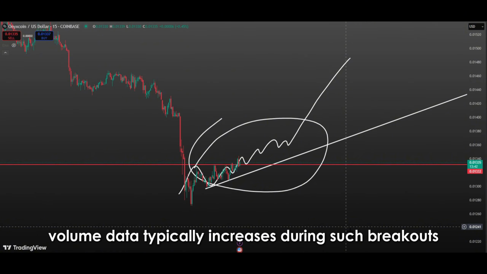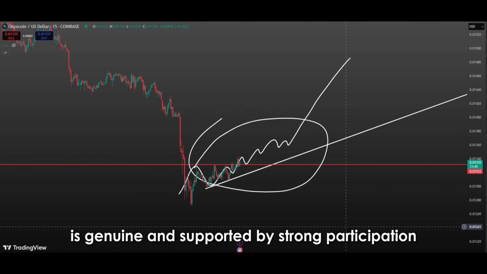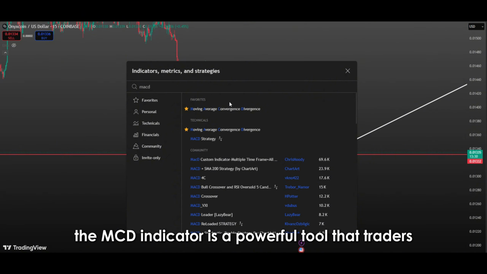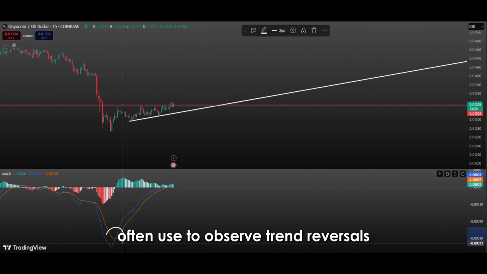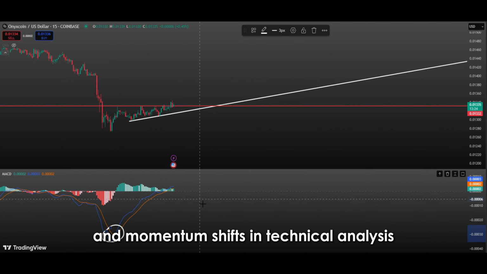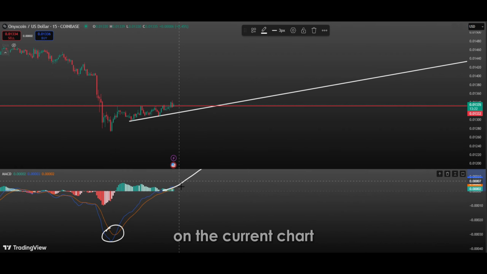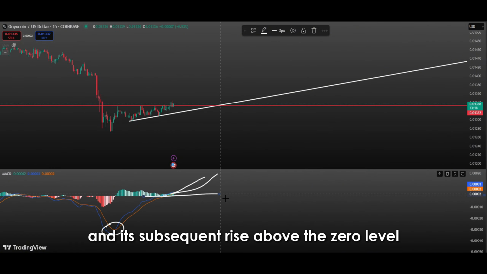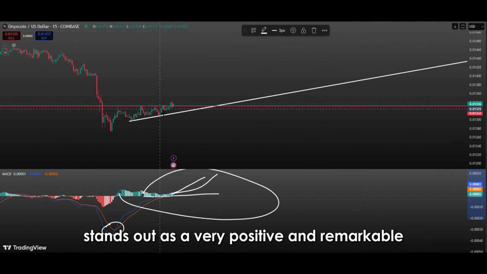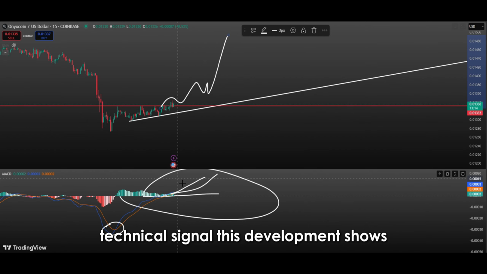Additionally, volume data typically increases during such breakouts, which indicates that the move is genuine and supported by strong participation, not a false breakout. The MACD indicator is a powerful tool that traders often use to observe trend reversals and momentum shifts in technical analysis in the most effective way. On the current chart, the MACD's intersection in the lower zone and its subsequent rise above the zero level stands out as a very positive and remarkable technical signal.